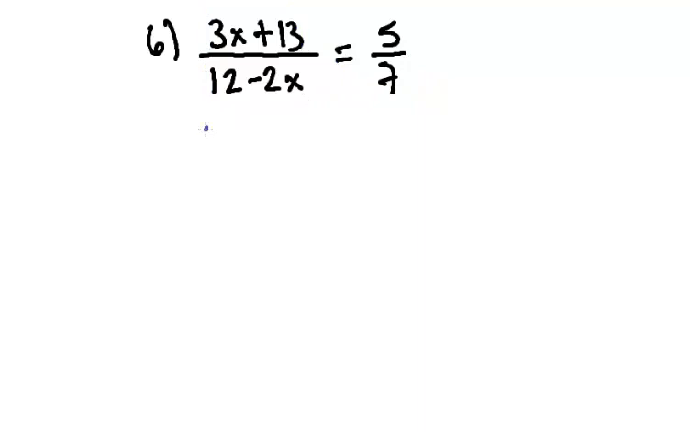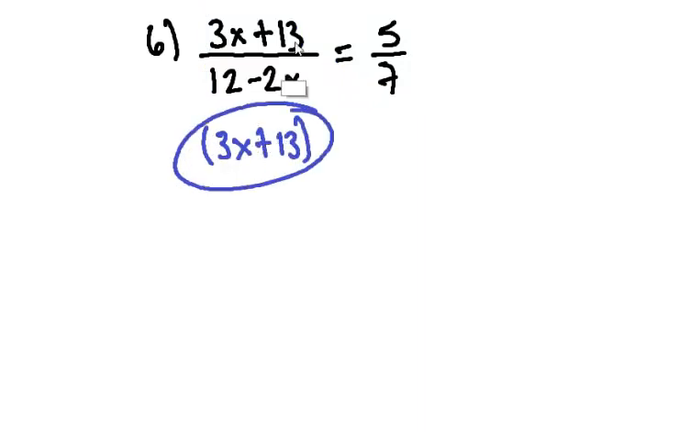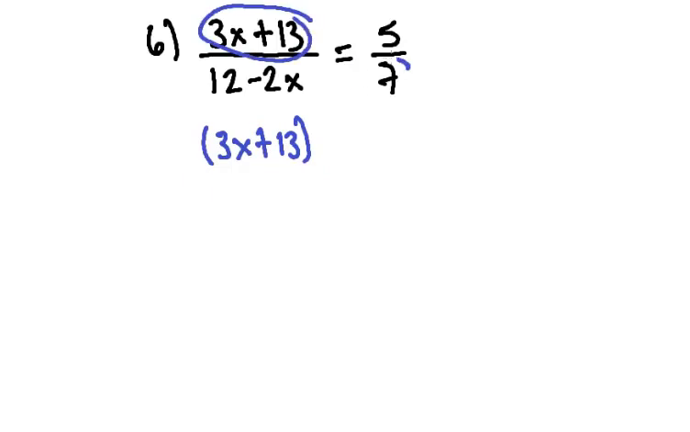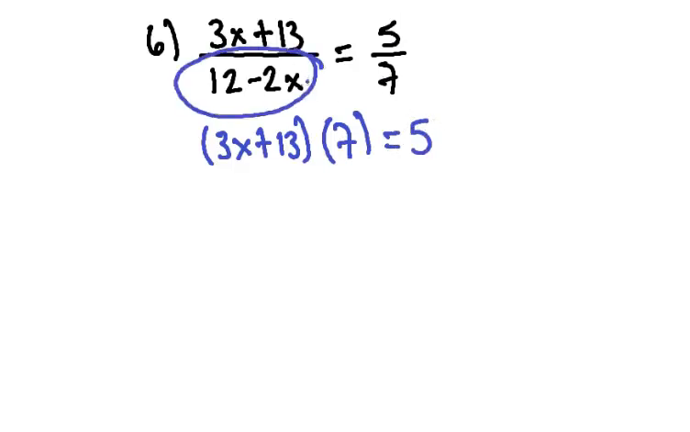So I'm going to have 3x plus 13 inside parentheses because I'm going to multiply everything. All of this times 7, so times another parenthesis 7. 5, it's only a number, so I can copy it. Times this one that is going to multiply from the other side. Because it's multiplying, you put it in parentheses, but also because it has two terms, you put it in parentheses: 12 minus 2x.